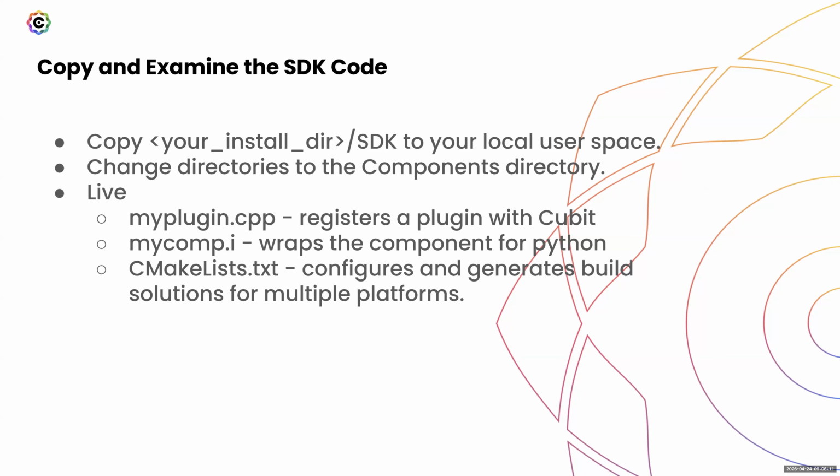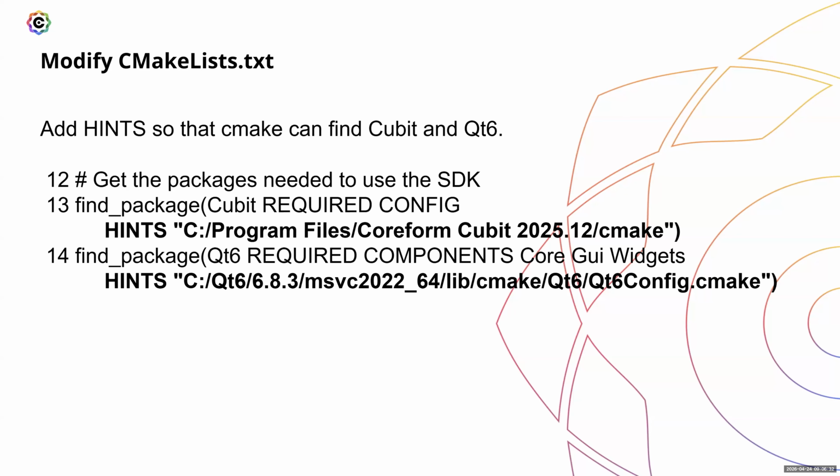Okay, how do we start? If you look in your install directory, there is a directory called SDK. We copy that to our local user space. Let's go look at the components directory. We'll go through some of this live and see some things to do. We're going to make a modification to our CMakeLists.txt by adding these hints that say, where do I find Cubit? So my Cubit is installed on my Windows machine at C:\Program Files, Coreform Cubit 25.12.